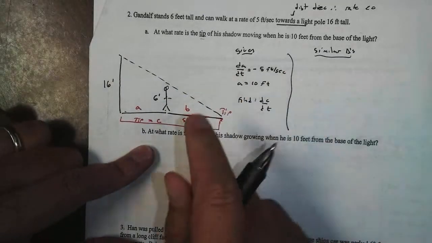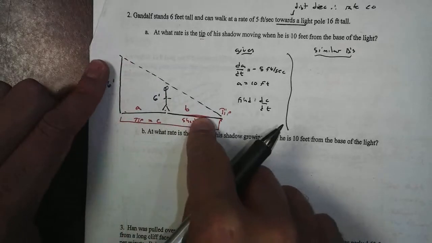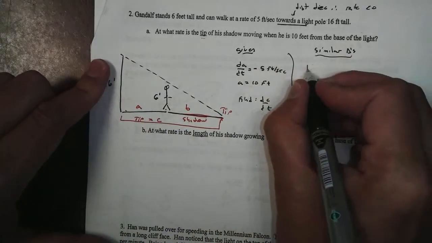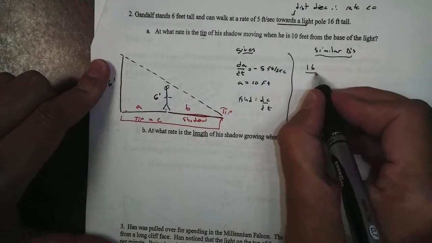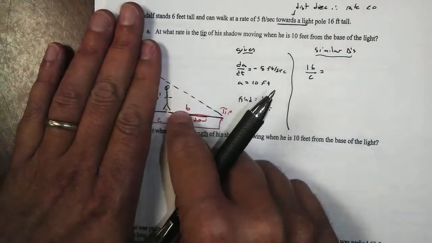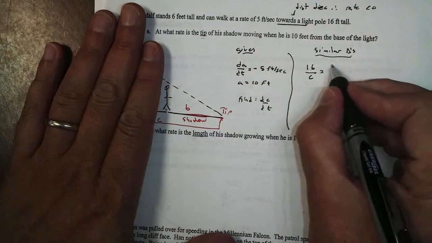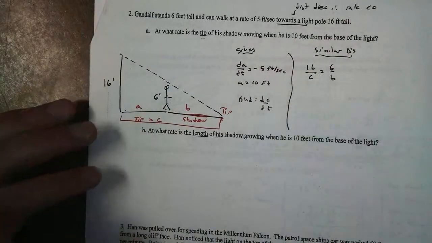Okay? In similar triangles, I can look at the big triangle, the 16 to C. 16 matches up with that C right there. And that's going to equal my little triangle: the height of Gandalf, which is 6, to the length of his shadow, which is B.